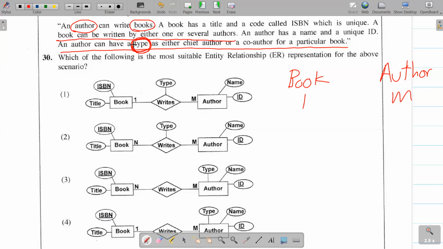It says an author can have a type as either a chief author or a co-author for a particular book. Right? That's what it says.